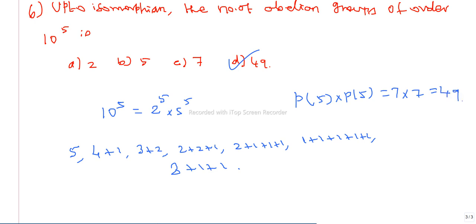So this formula is only for abelian groups. Up to isomorphism, how many abelian groups of this order? First you have to write the prime powers, and then take the partition of the powers, and then take the product. So that is the thing. Okay, so the next question.